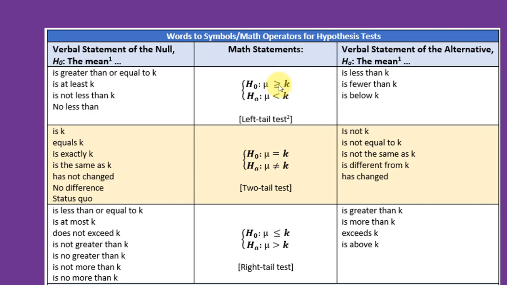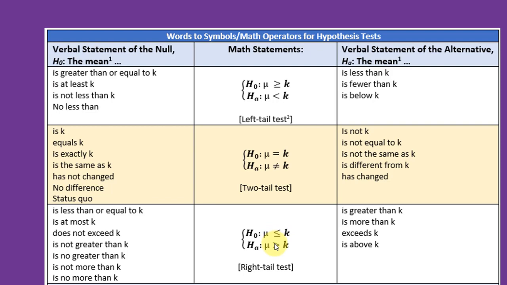Remember that the null always has a form of equality in it. The greater than or equal, the equal, or the less than or equal. The alternative always has to be the complement. The complement of the greater than or equal is the less than. The complement of equal is not equal. The complement of less than or equal is greater than.